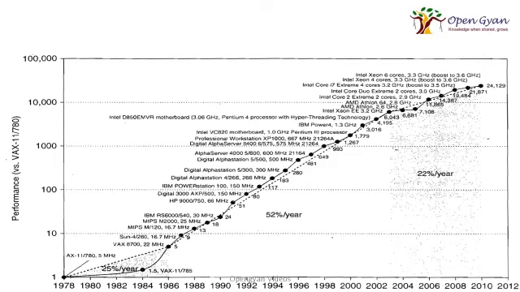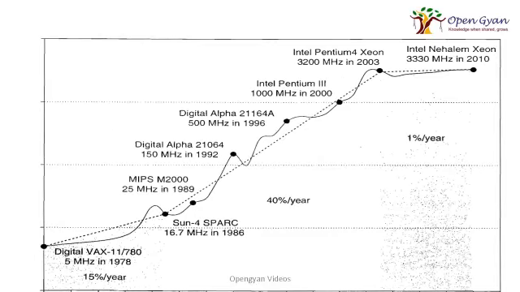In this 52% per year growth, is it all because of Moore's law? Moore's law just says to double the number of transistors per chip every 18 to 24 months. If that were the whole story, we should be seeing sustained growth even over here. Also, by 2003 we had hit 3.2 gigahertz in the Intel Pentium 4 Xeon processors, but the Intel Nehalem Xeon processor in 2010 has still hit only 3.3 gigahertz. It's just a 1.1% improvement over the years.